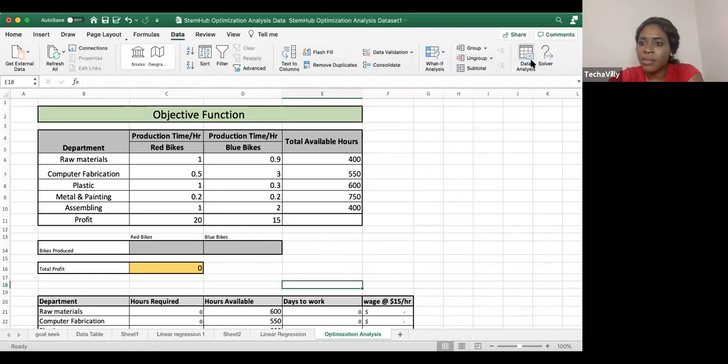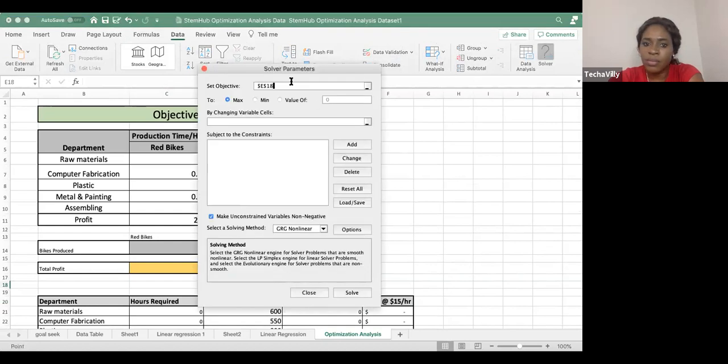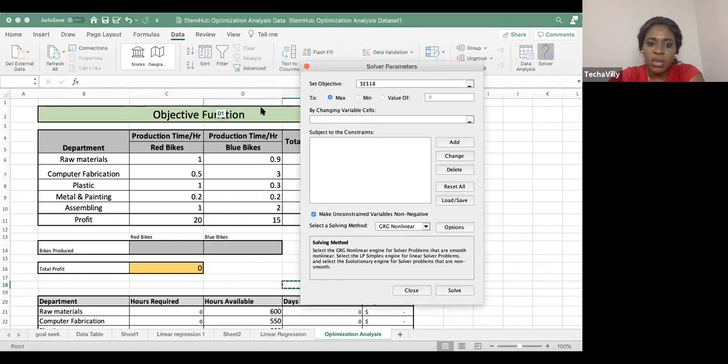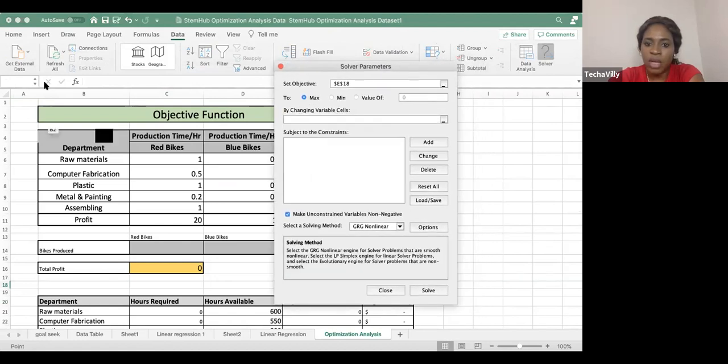Click data, go to solver tool. This box is going to pop up. And this is what we're going to use to run the model. So our objective is to maximize profit. And then you click maximize profit. If you want to minimize cost, your objective will be minimize cost. So we are picking to maximize profit. So we click on that, and that's on cell.